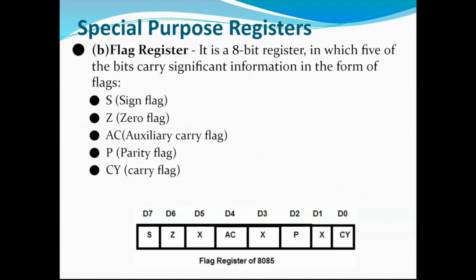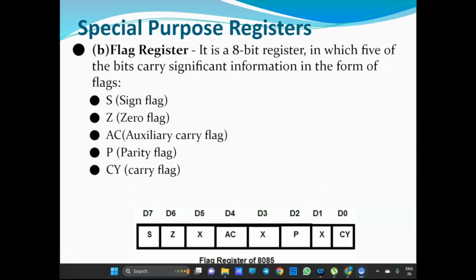One of the special purpose registers is the flag register. The flag register is an 8-bit register, out of which 5 bits carry significant information in the form of flags. The five flags are S, the sign flag; Z, the zero flag; AC, the auxiliary carry flag; P, the parity flag; and CY, the carry flag.